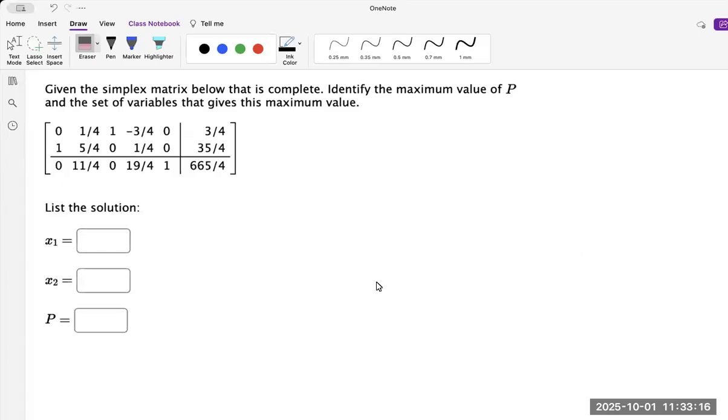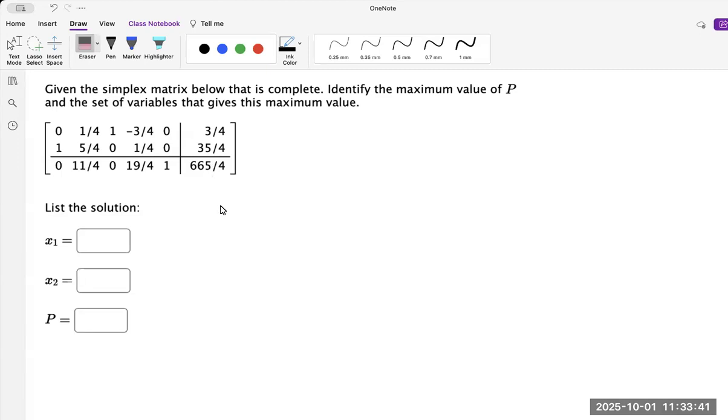Given the simplex matrix below that is complete, identify the maximum value of P and the set of variables that gives the maximum value. So this matrix, they already went through all of the steps of the simplex method, where you notice that in this last column, there's no more negative numbers. So this is just the solution, and this is just reading the solution.